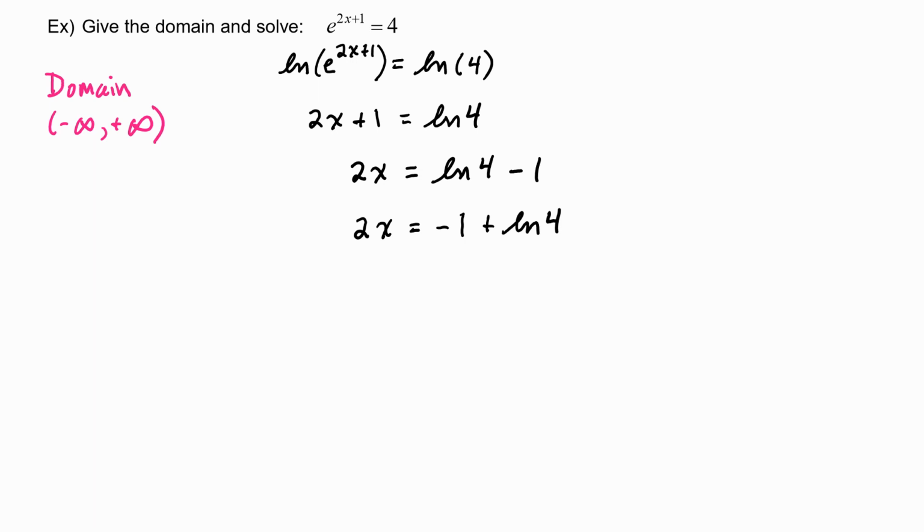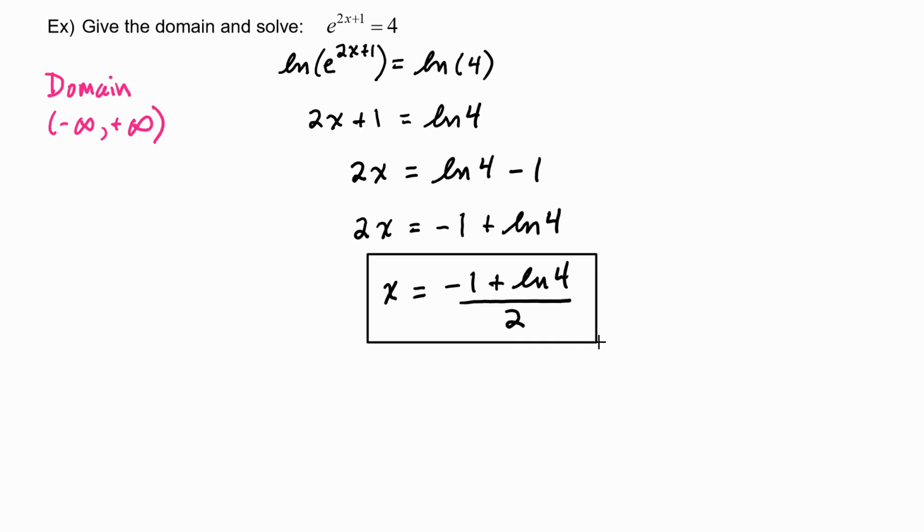Now we can divide by 2, and we get that x is equal to negative 1 plus the natural log of 4, divided by 2. And this would be the exact form of the answer.